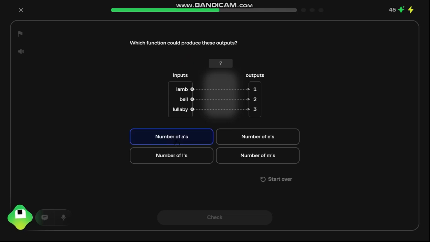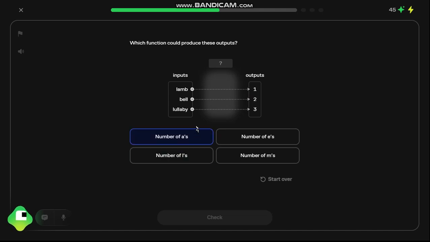Number of A. In the first one there's 1 A and the output is correct. And then the next one is bell. There's no A but the output is 2. So I don't think it's the number of A. Next, number of E. Our first word, lamp, does not have E and it has the output of 1. So it seems like not E.